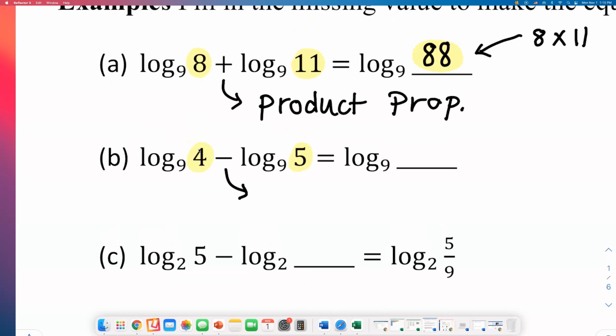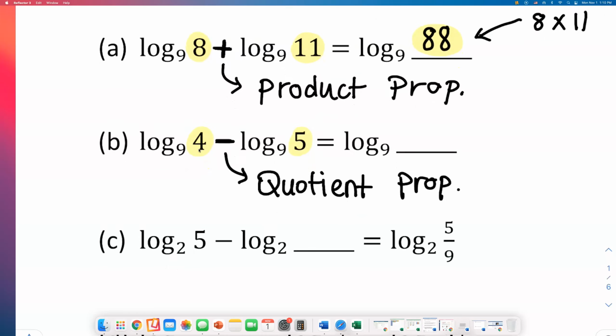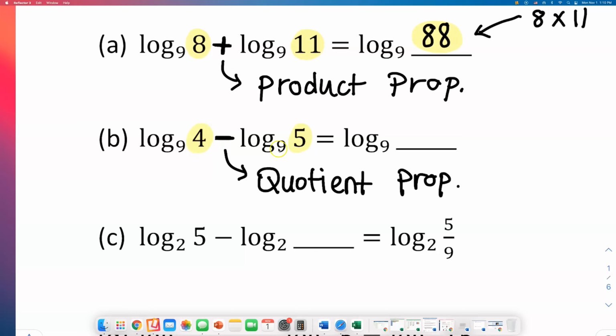For the plus sign, when you have a plus in the middle, you will do the product. But when you have a minus in the middle, you will do the quotient. You will divide those arguments. So we are using the quotient property. If you divide 4 by 5, that will just be 4 over 5 as the new log argument.